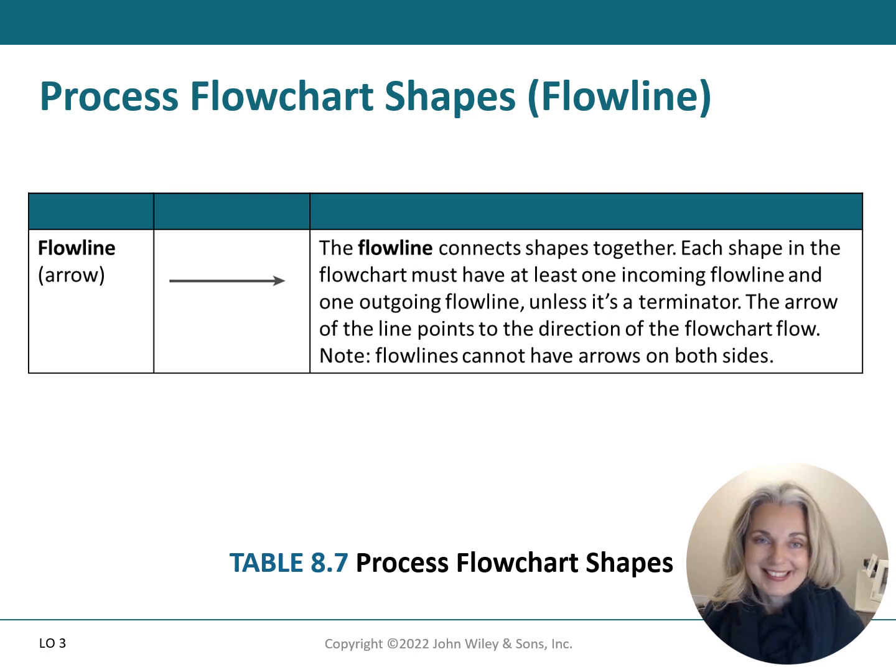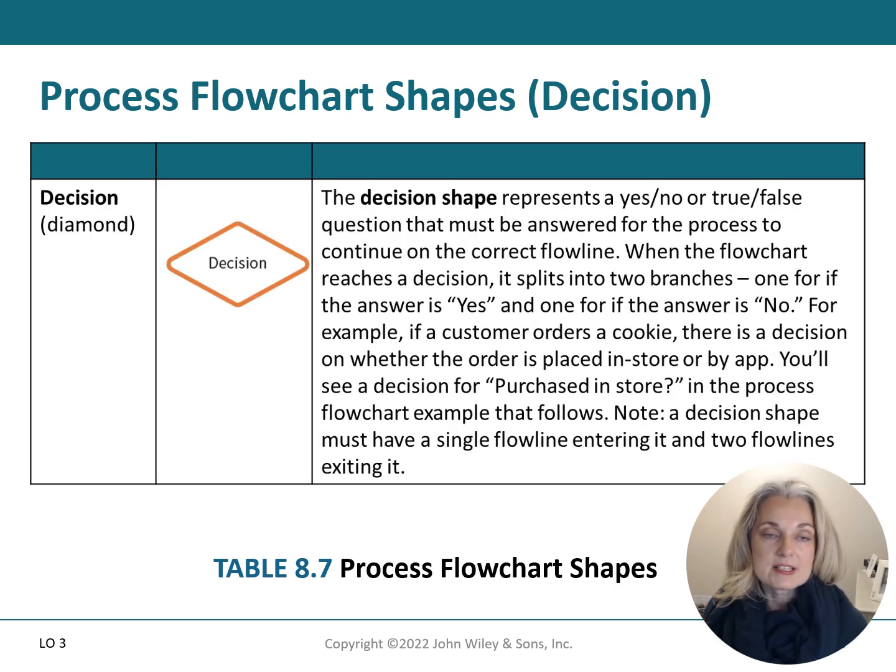out of a process. Then we have a decision point or a diamond, and this shape represents a yes or no or a true or false question that must be answered for the process to continue on the correct flow line. When the flowchart reaches a decision, it splits into two branches, one for the yes and one for the no. For example, if a customer orders a cookie, there is a decision as to whether the order is placed in store or on an app. You'll see a decision for purchase in store.